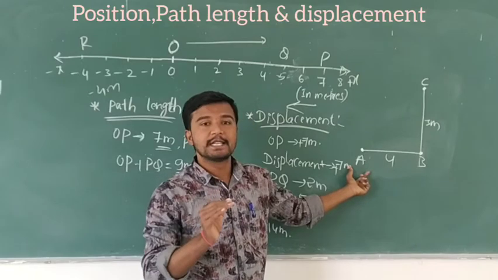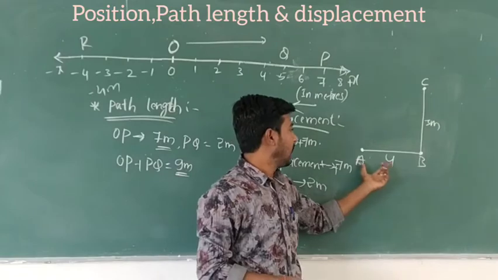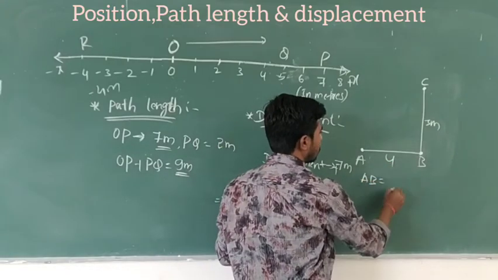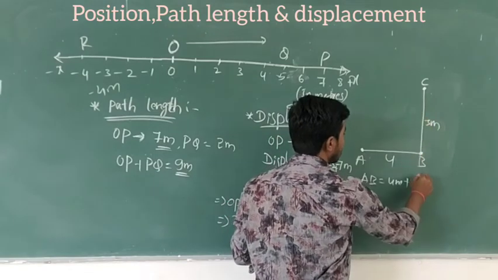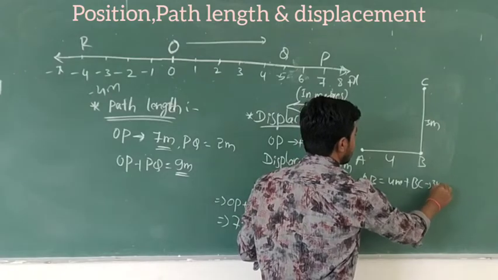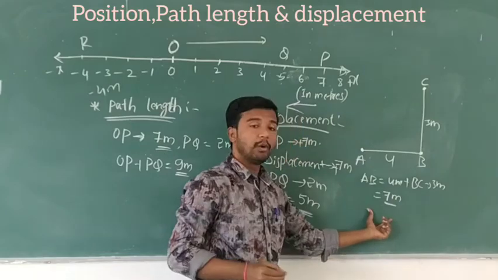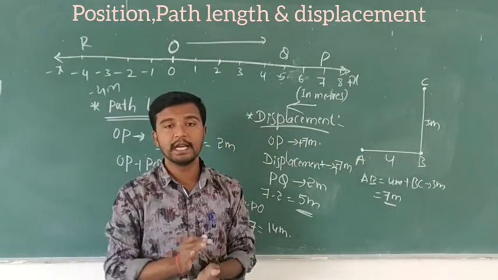And for this object A, how much distance is covered from A to C? That is simple. A to B is 4 meter, plus B to C, that is 3 meter. So 4 plus 3, 7 meter. Means the total distance covered by body A to C is 7 meter, we will say easily.